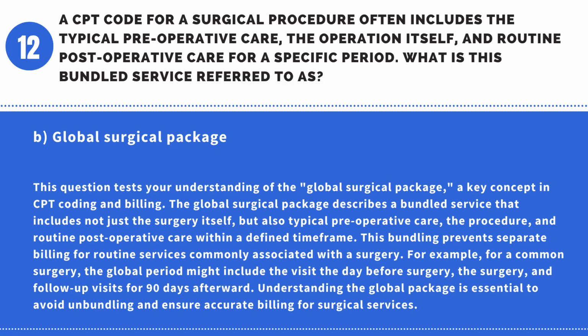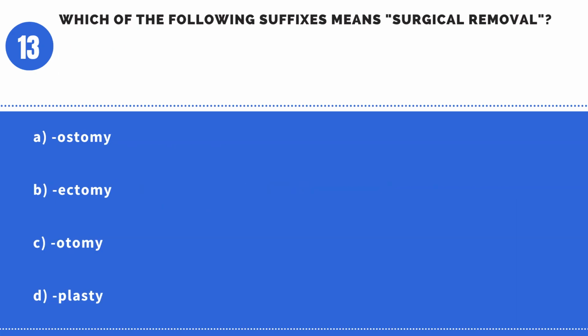For example, for a common surgery, the global period might include the visit the day before surgery, the surgery, and follow-up visits for 90 days afterward. Understanding the global package is essential to avoid unbundling and ensure accurate billing for surgical services. Question 13. Which of the following suffixes means surgical removal? A. Ostomy. B. Ectomy. C. Otomy. D. Plasty.